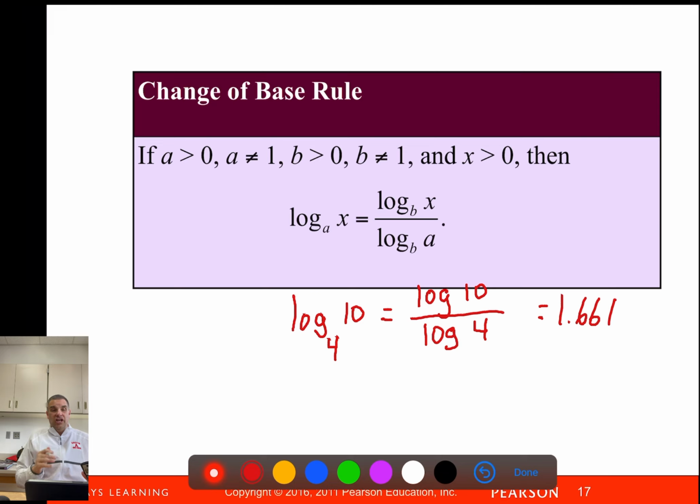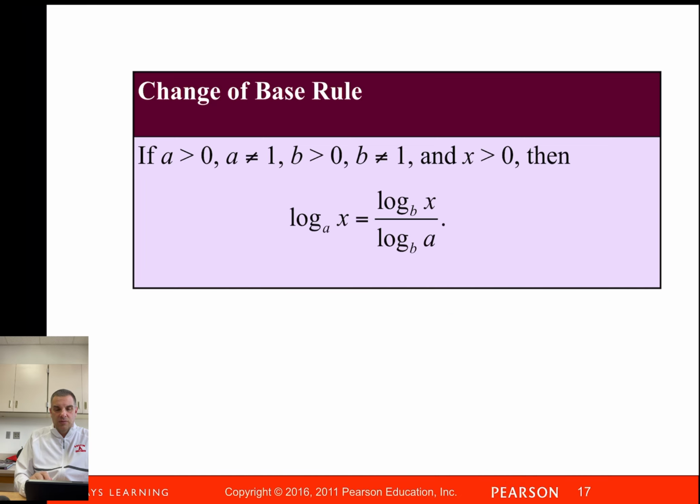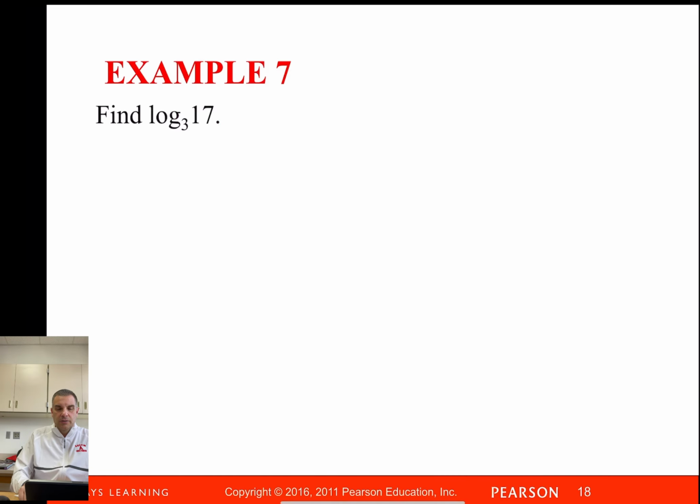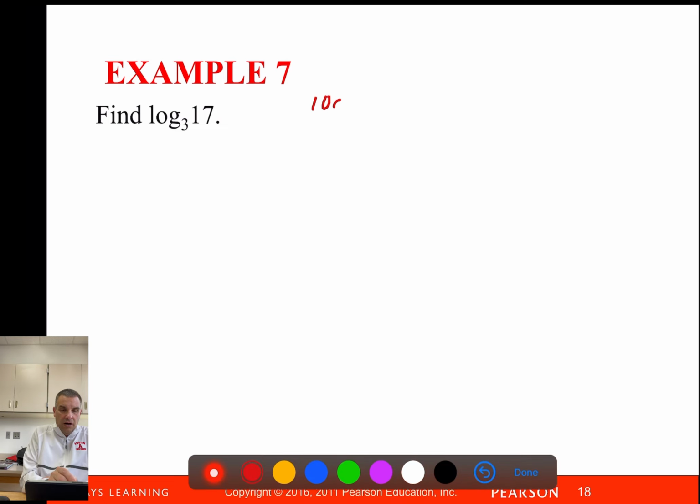But that's the change of base rule. You'll hear me say formula probably a lot because that's how our other book talks about it, but it's the change of base rule. It allows us to do things without that common base of 10. If it's a base of 10, remember, just hit log. If it doesn't have a base of 10, this is what we have to do. Okay, so if we want to find the log base 3 of 17, this is the log of 17 divided by the log of 3.